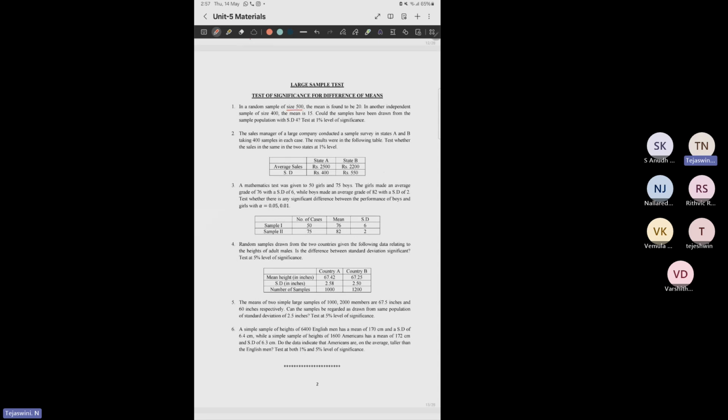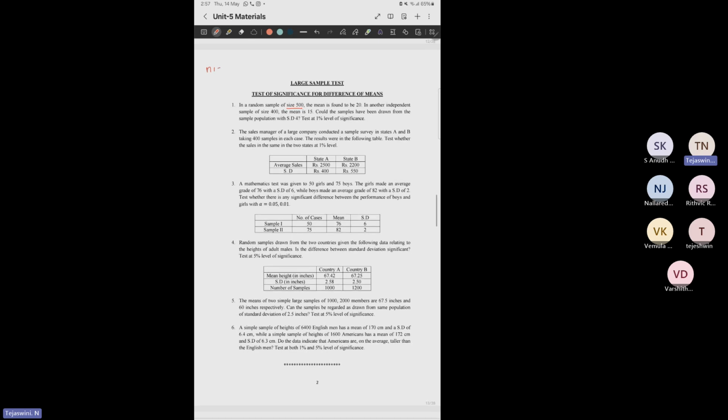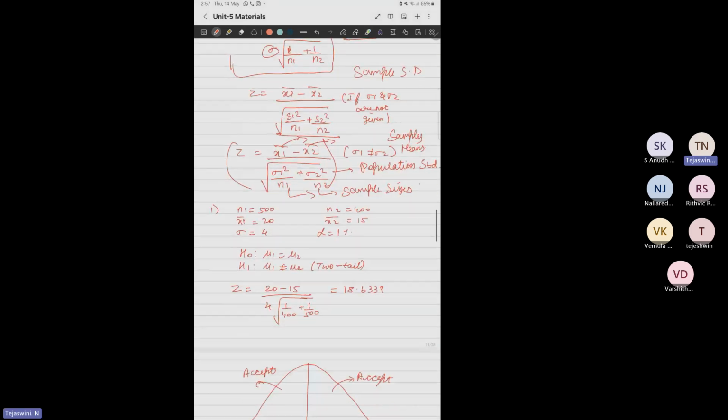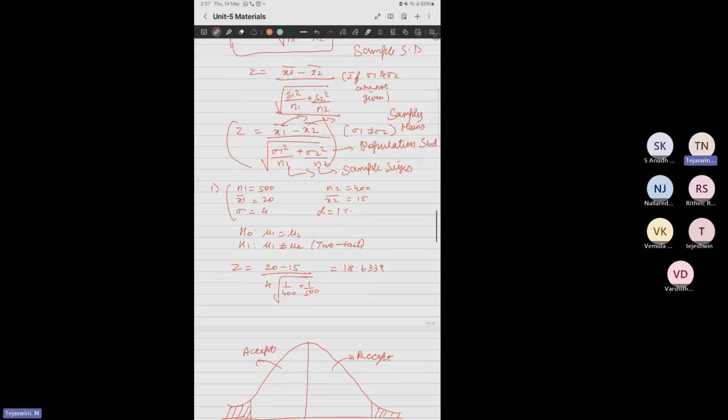The first sum: one sample size n1 is equal to 500 and mean x1 bar is found to be 20. And another independent sample size n2 is given, with its mean given. But the samples have been drawn from the same population with a standard deviation, given as sigma here, and we have to test at 1% level of significance. So first we have to get all the data which is written here.